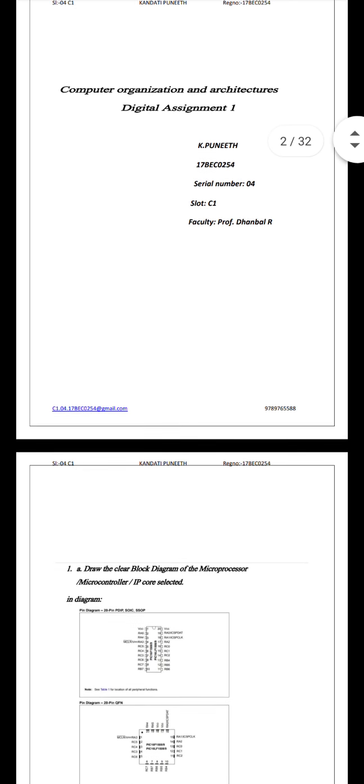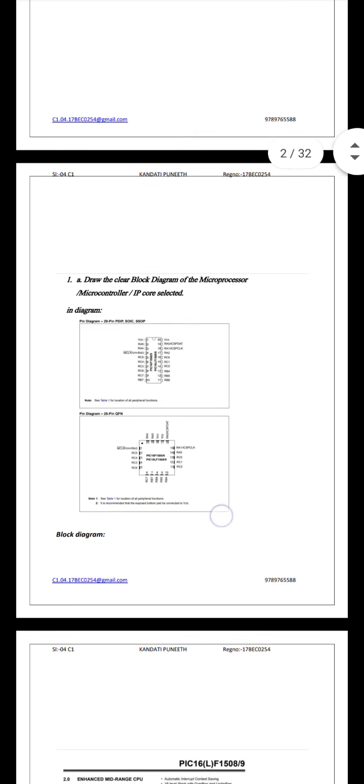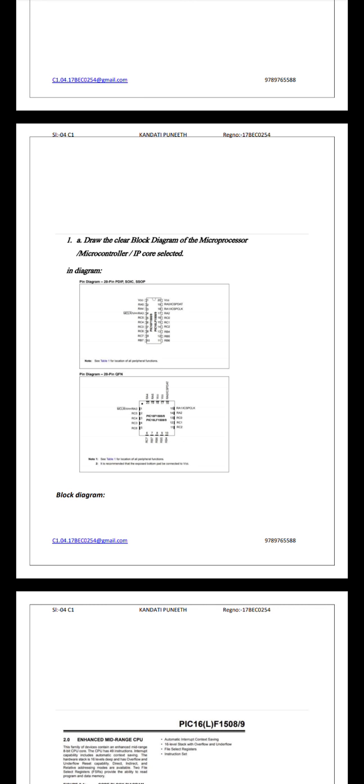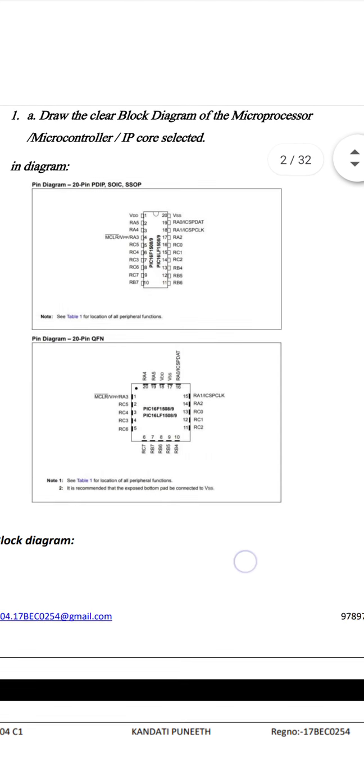Now I am explaining my digital assessment 1 in CAOA. And coming to here, this is the block diagram of the microprocessor.